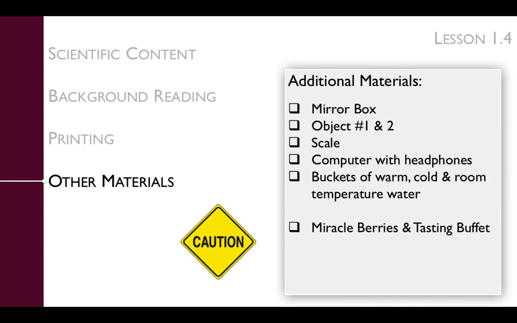And if you decide to include a tasting station, you'll need miracle berries, which can be bought online for approximately $1 a tablet. You can give each student either a whole or half of a tablet and the foods for tasting. It's great to have foods representing each taste quality: sweet, sour, salty, bitter, umami, or meaty. In the past, I've had students bring in the food like a potluck.